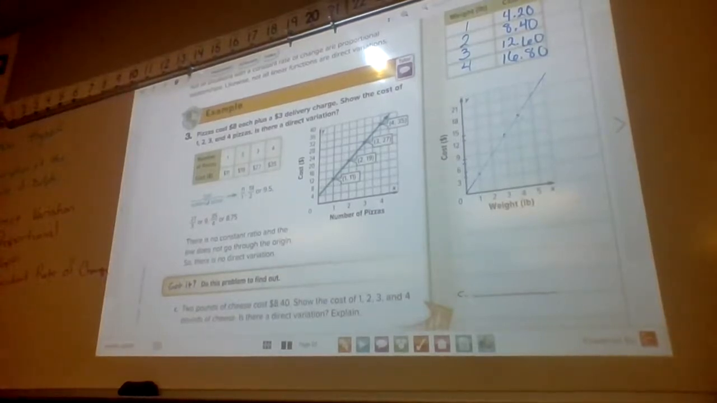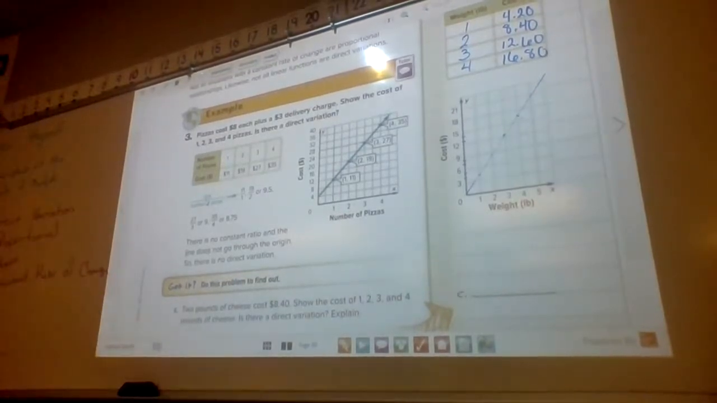What can you tell me about that graph? How do you know it's proportional? Because it's a straight line that goes through the origin, so it's proportional. But the question asked, is there a direct variation? So what do you guys think? How do you know there's a direct variation?